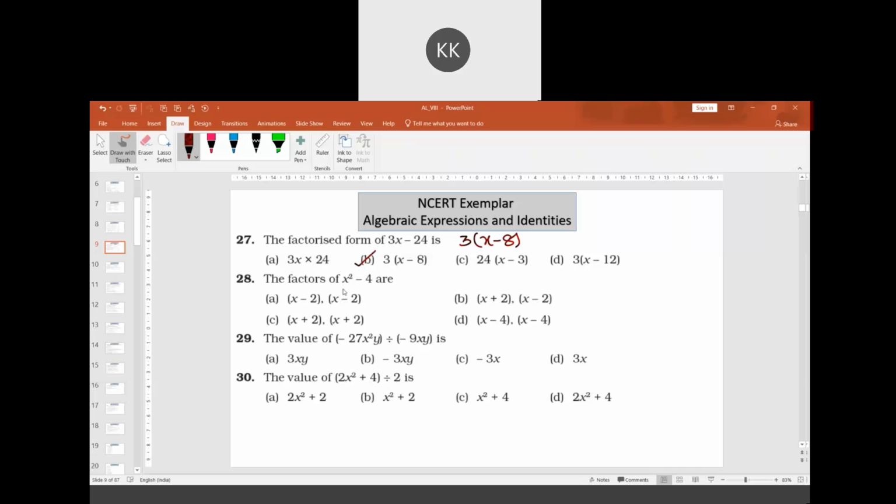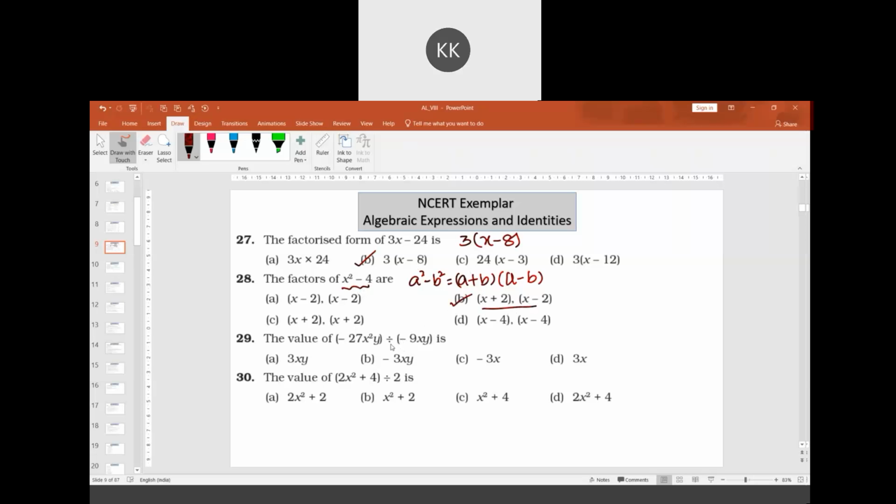This is in the form of a square minus b square, which is a plus b into a minus b. We have to apply this identity to expand this. So x plus 2 into x minus 2, Option B is the right answer.